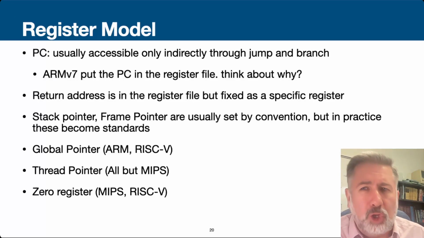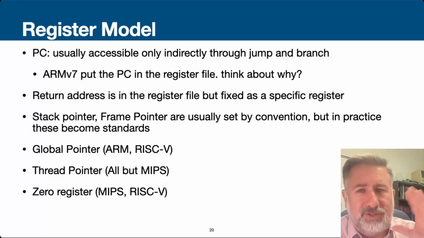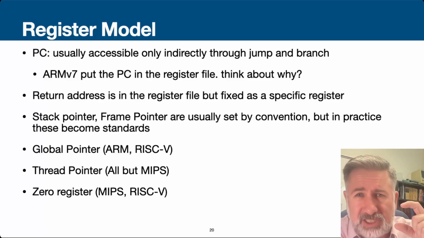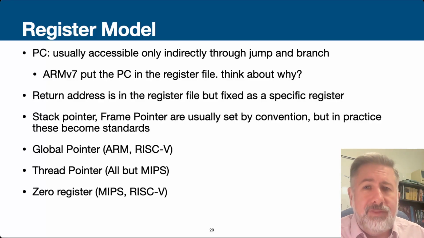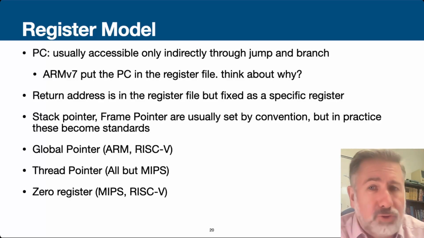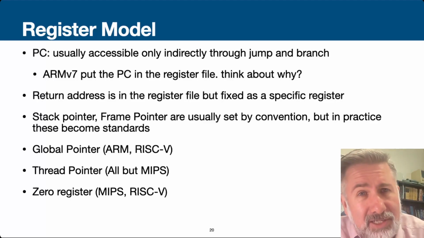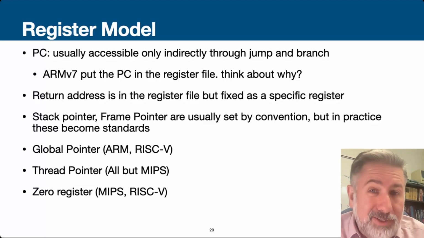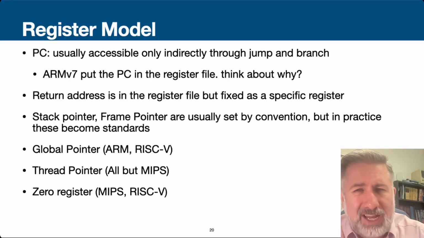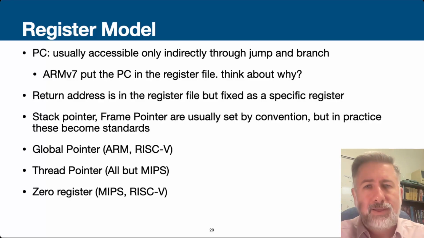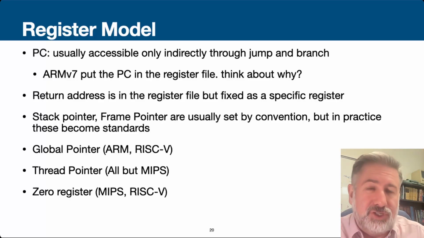Then you have things like global pointers, where you can put data that is accessible to everyone. You have thread pointers, where you can put data that is only accessible to the thread you're looking for. And then some instruction set architectures implement a zero register, whose only job is to store the value of 0. This is really, really useful if you're going to do comparisons against 0, which is often what happens, right? You set a number, and then you count down to 0, and you check against 0. Having a fixed value of 0 is really important.